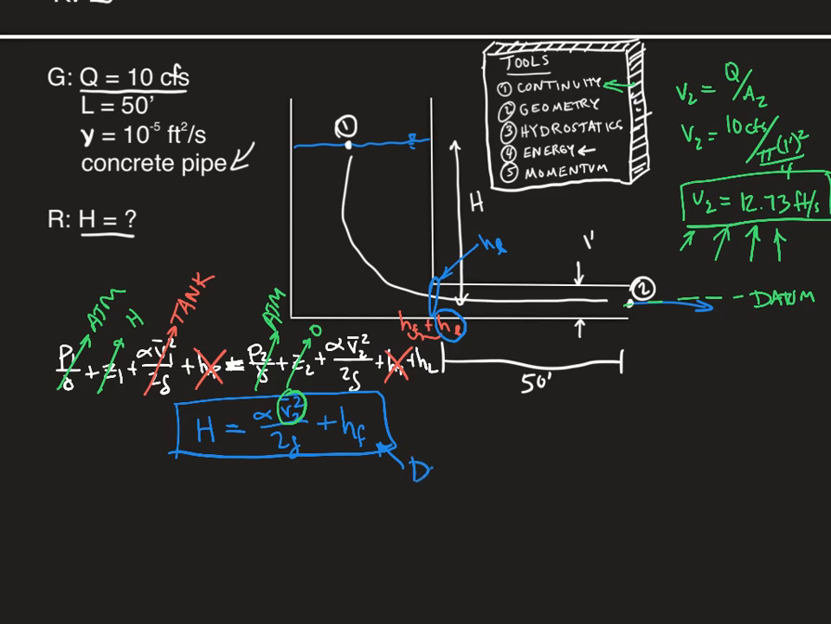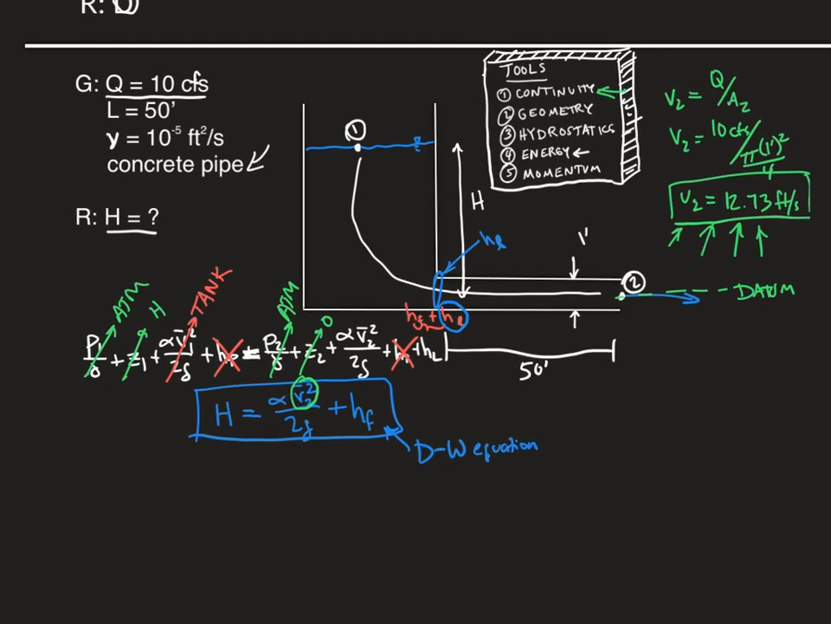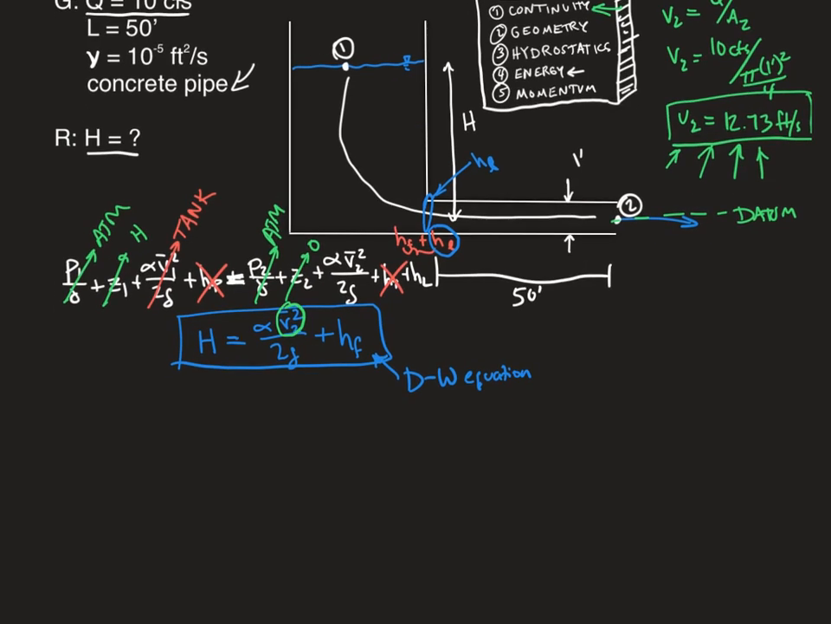And the way we do that is with the Darcy-Weisbach equation. What that will do for us is let us replace the HF with the other side of the Darcy-Weisbach. So it's going to be alpha V2 squared on 2g, I'm going to leave it in symbols for now, plus F L on D V squared on 2G. And that's the velocity in the pipe, which is the same along the whole length, so I'm just going to call it V2 so that we don't need to create a new variable.